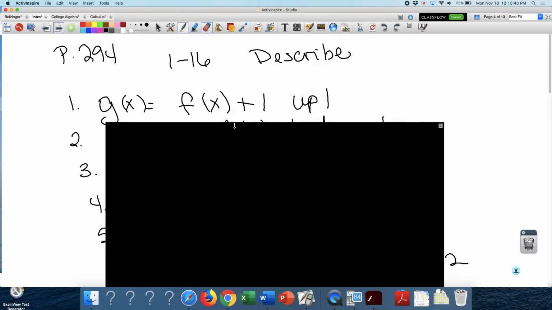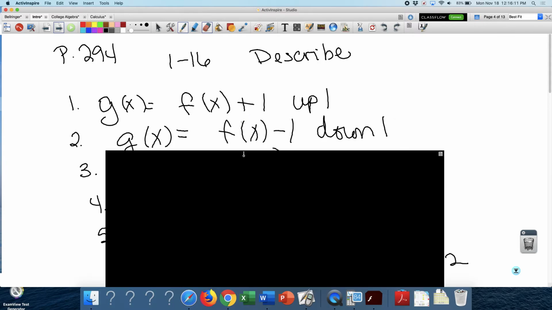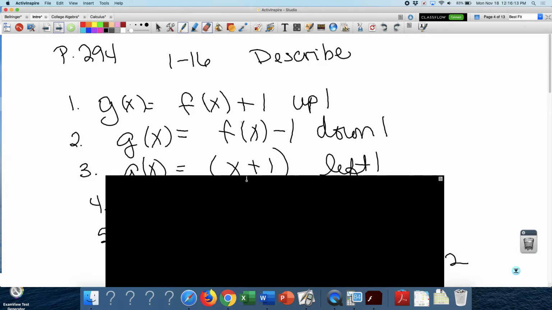Now let's look at number 2. Is that -1 inside or outside? Is it inside or is it outside the brackets? You're looking at the wrong one. My bad. I went down. Okay, so that's your D again. So it is down 1. Now look at number 3.